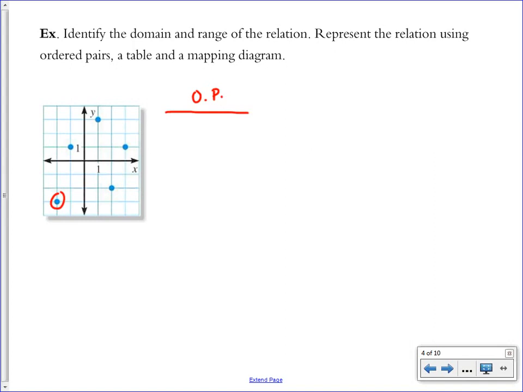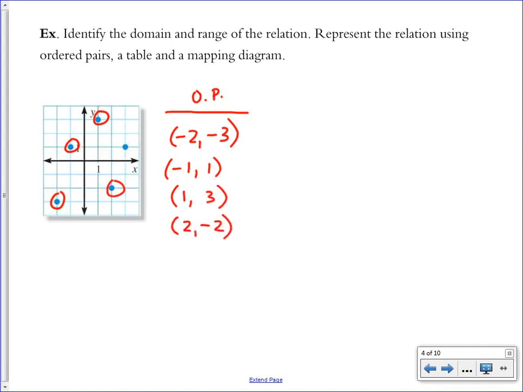This point is located at -2, -3, representing it as an ordered pair. This point is located at -1, 1. This point is located at 1, 3. This point is at 2, -2. And this point is at 3, 1.